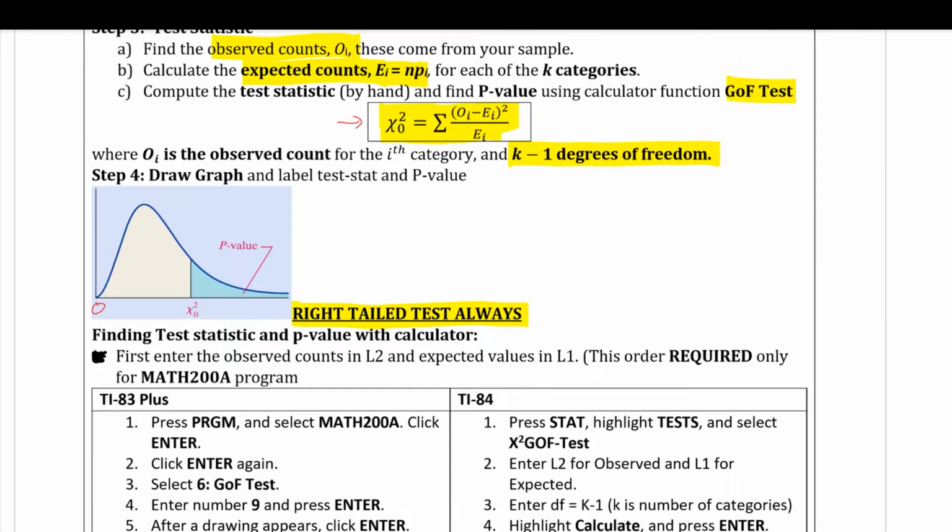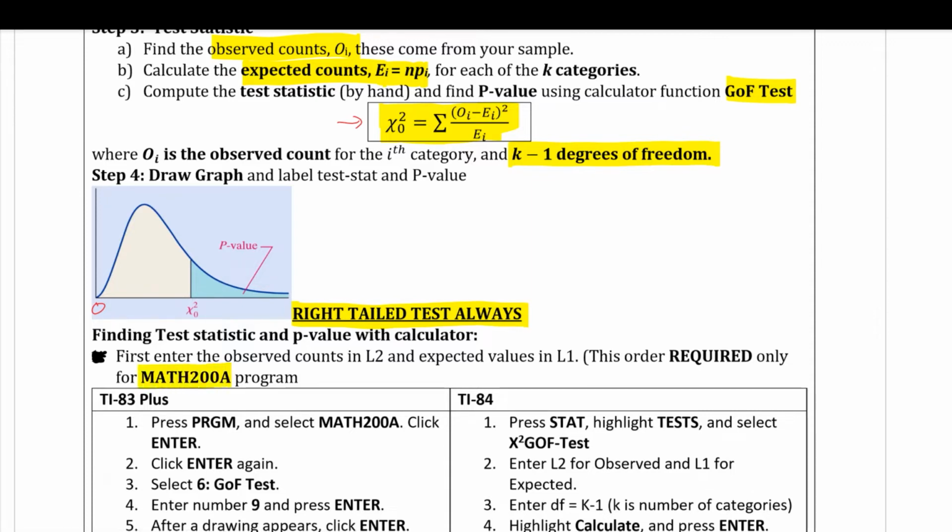Okay, so finding the test stat and p-value using a calculator. There's a couple different ways. First, enter your observed count in L2 and expected values in L1. Now this specific order of observed in L2 and expected values in L1 is only required for the Math 200A program, if you actually happen to have that in your calculator.